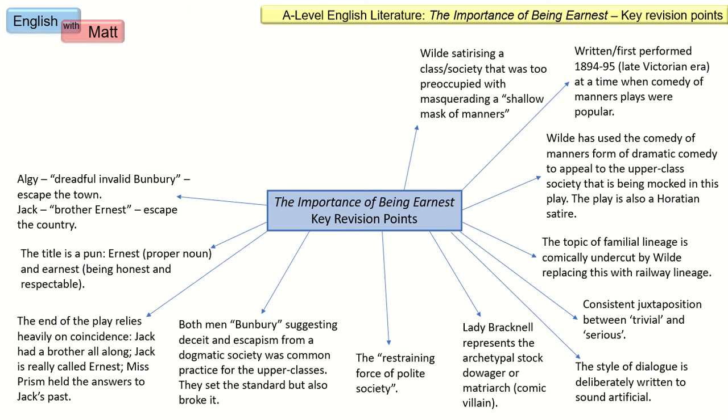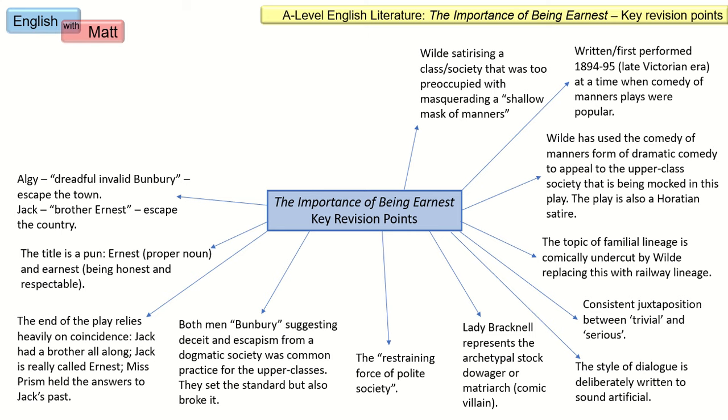To just be clear about both of these characters, Algy and Jack, and these characters that they have invented to temporarily escape their societal obligations. Algy, in his words, has a dreadful invalid friend called Bunbury, so he can escape the town into the country. And Jack has a brother Earnest who gets into dreadful scrapes, so he can escape into the town from the country. And in so doing, both of these men are rejecting their obligations.